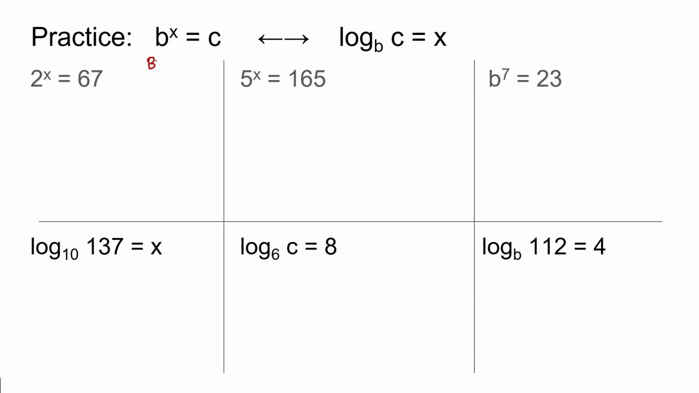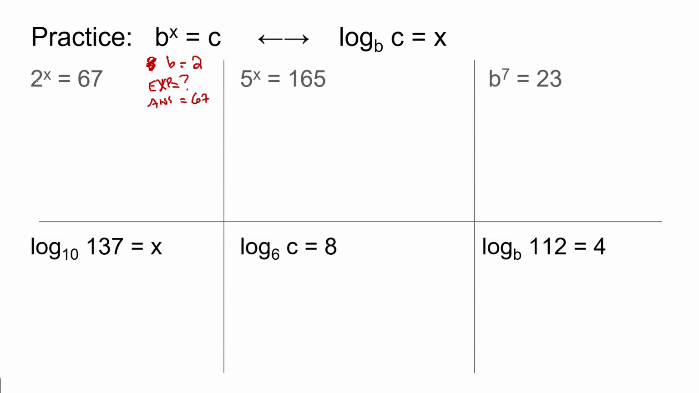Base, let's just put a B there. How about little b equals 2? I'm taking the number 2, raising it to some power. The exponent is unknown. X, I don't know what that is. So I'm just going to put that like that. Maybe we will put EXP on that. And the answer is 67.